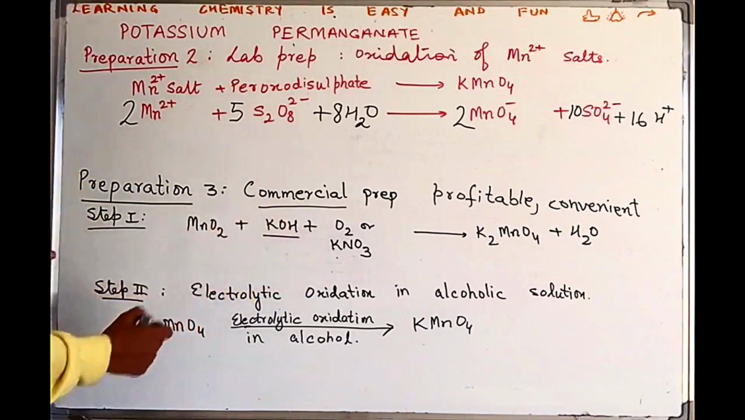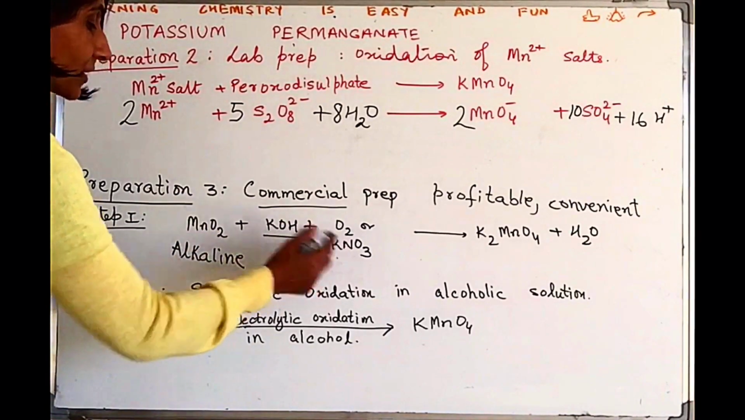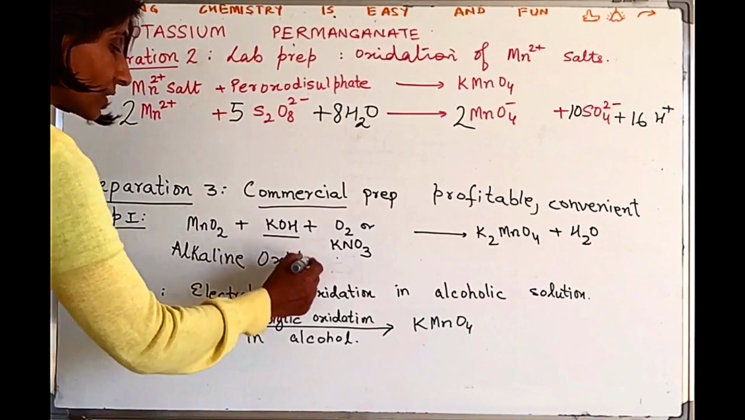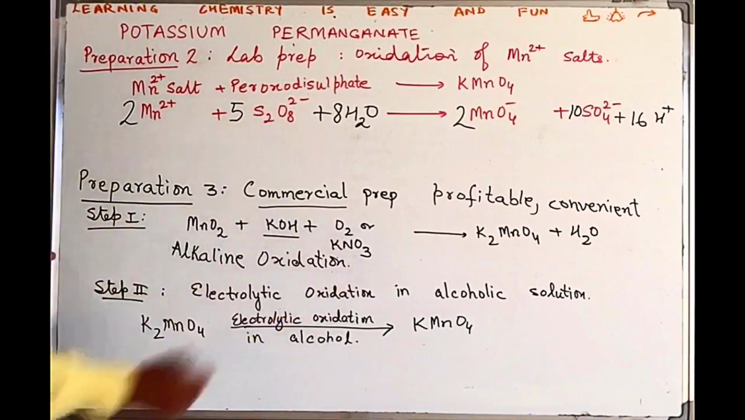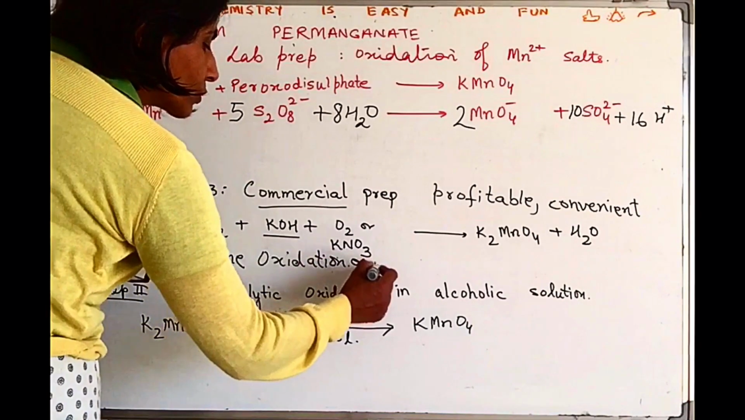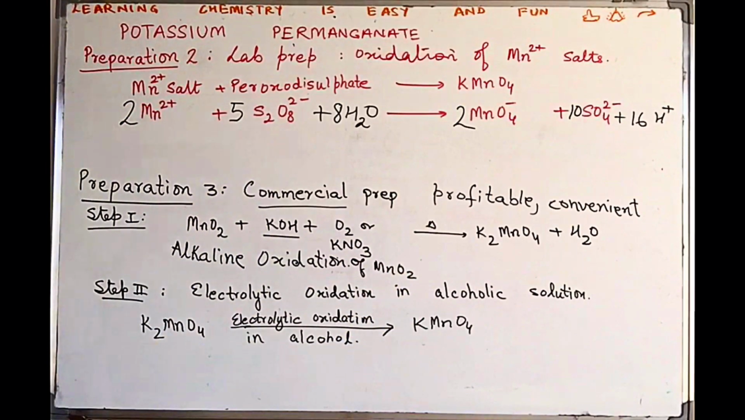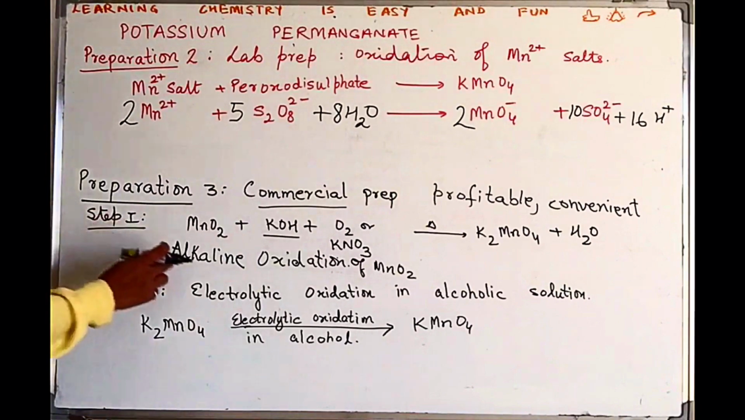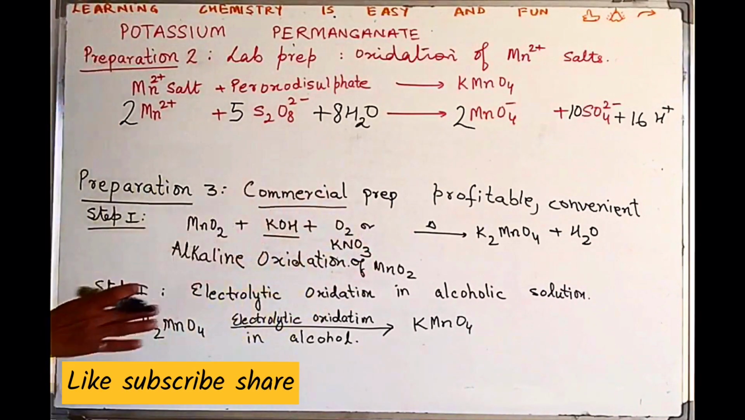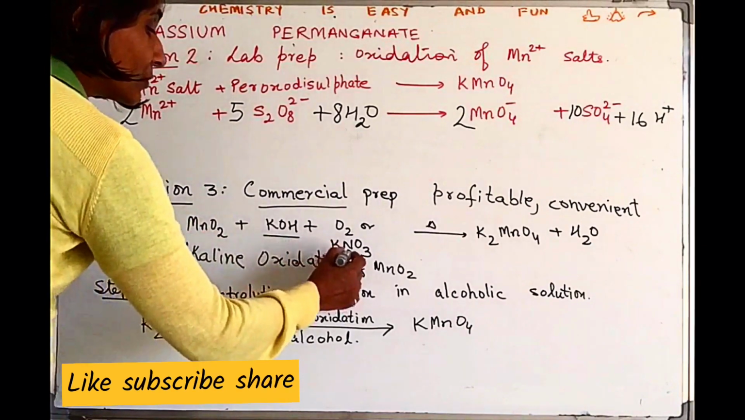So we are using alkali. We are using oxygen or KNO3 for oxidation. So what we are doing over here is alkaline oxidation of MnO2, and we are fusing the substances. That means we are heating them at high temperature. So alkaline oxidation of MnO2 is our process, which many students find quite intimidating. What is this big word? This is it. You may also add fusion over here.